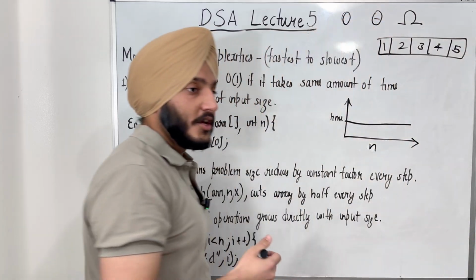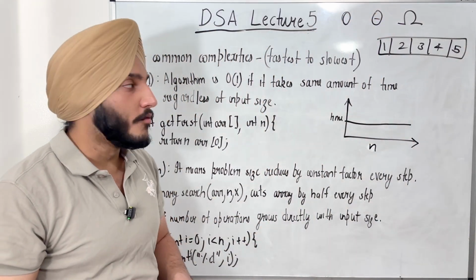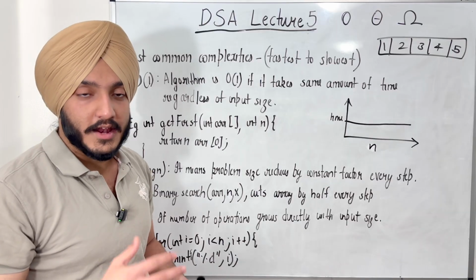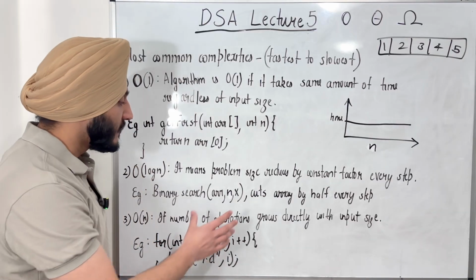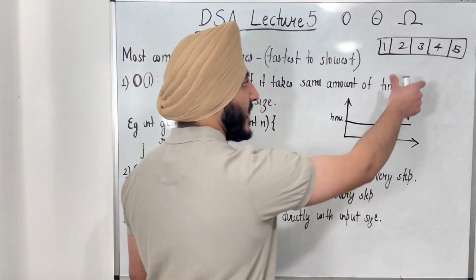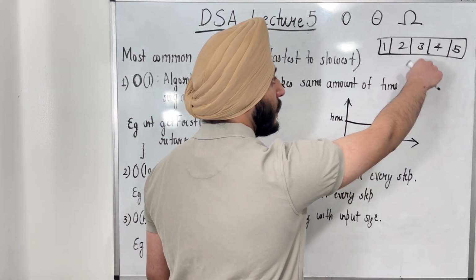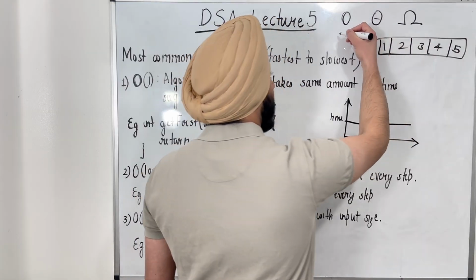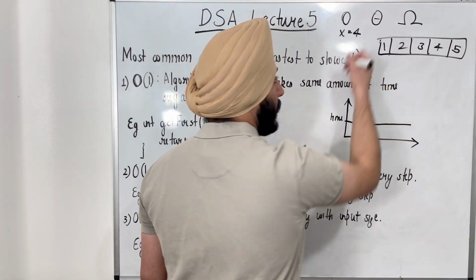Remember, binary search needs an array to be sorted already, right? Don't worry too much. We're going to get into detail on binary search, but for now, we just need to understand what log n means. So think about this: let's say I have this array and I'm trying to find the value 4. So x over here would be 4, right?